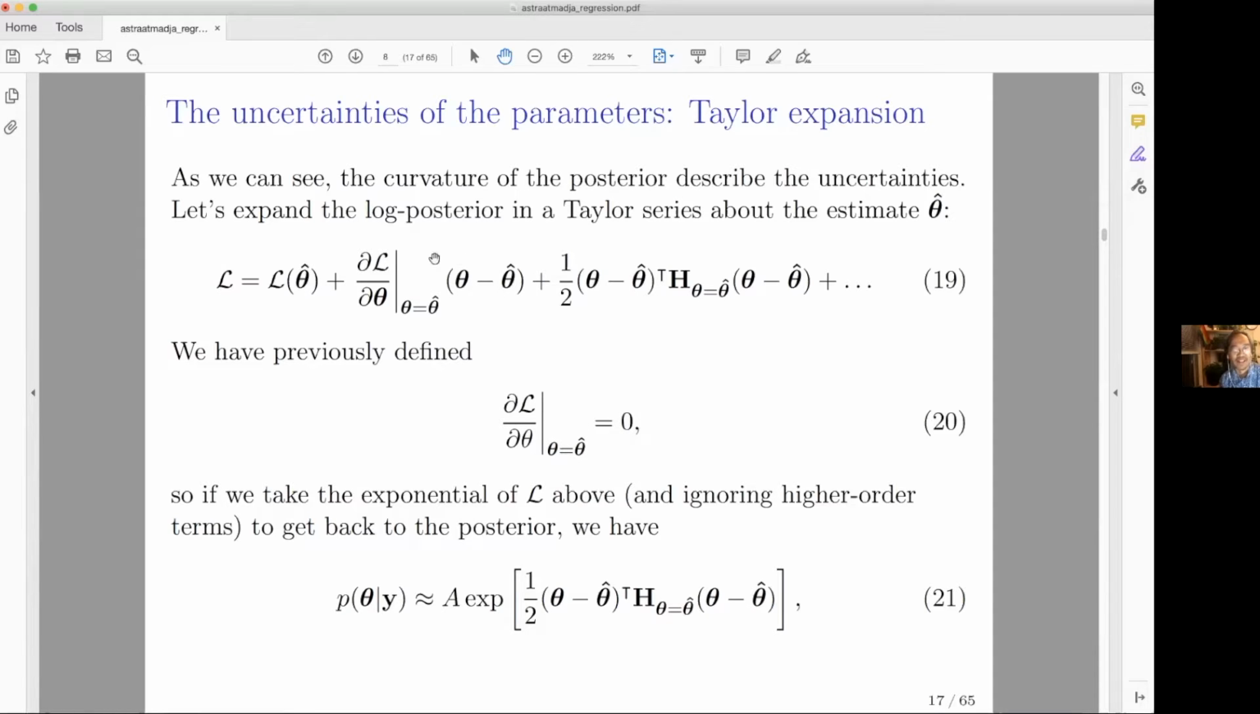Okay, so we can get rid of this term here. And if we just take the exponent, we'll see this form. As before, this looks like a Gaussian, but there's this term here, H. So what is this? This is what we call a Hessian. This is the second derivative of the likelihood in all directions. So this is a matrix.